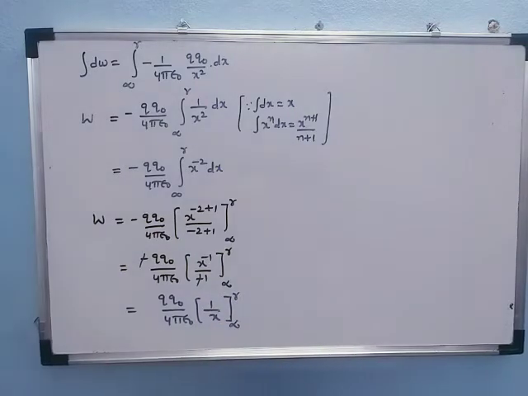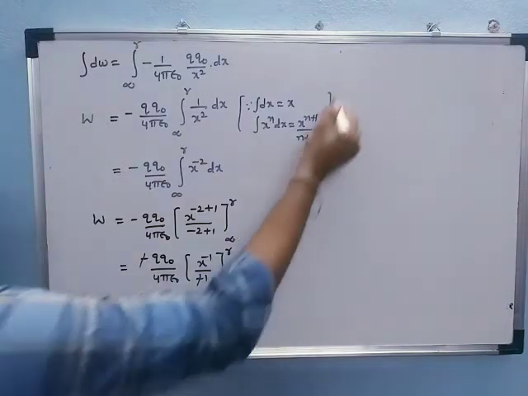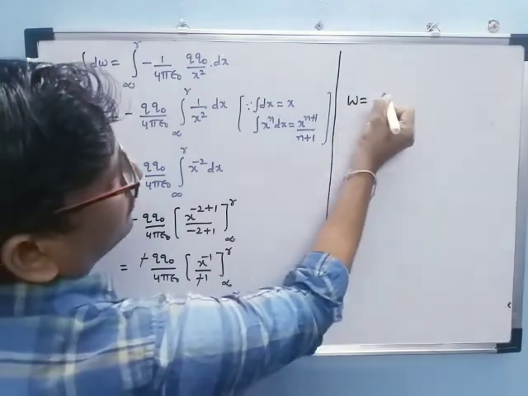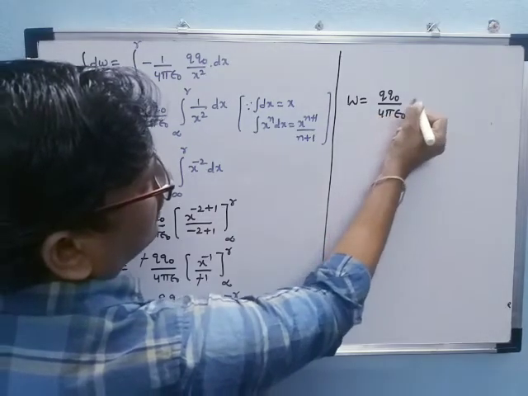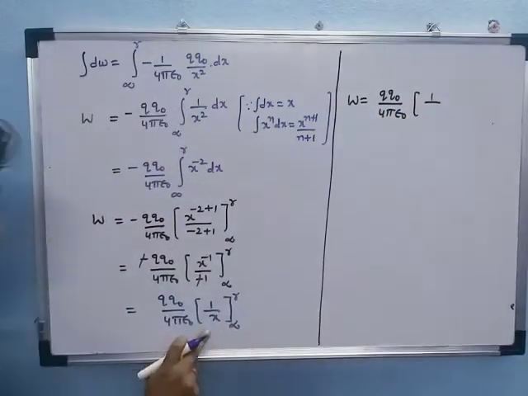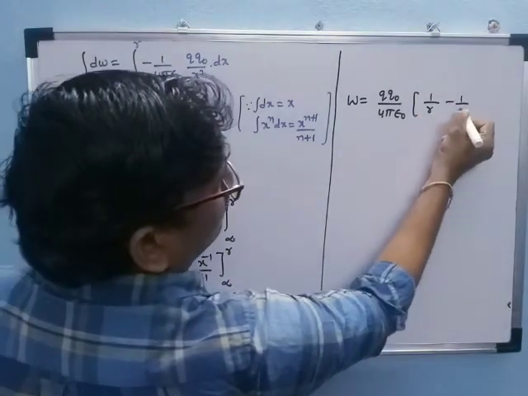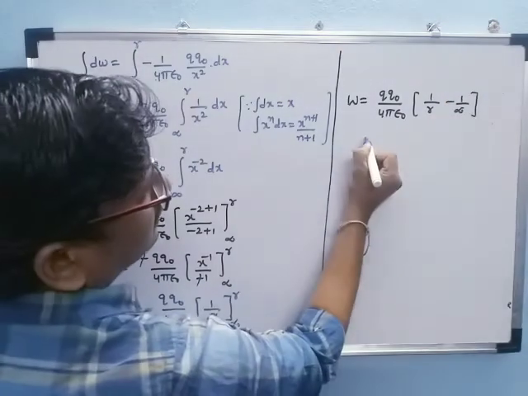The limits are infinity to r. Then substitute x replaced by r, after that replace by infinity. This is the formula: the work is equal to q naught by 4 pi epsilon naught into 1 by r minus 1 by infinity. 1 by infinity is nothing but 0, it is negligible. What is the remaining?